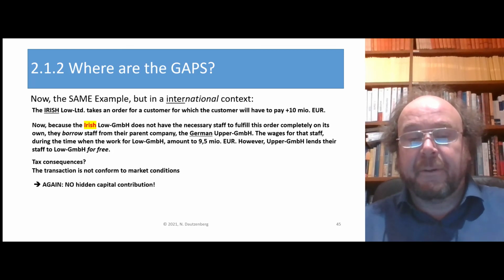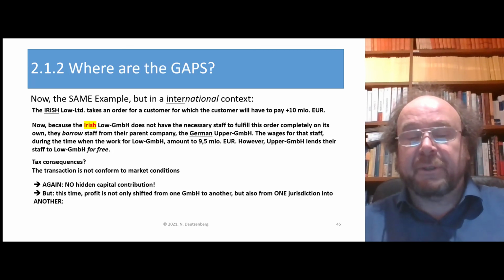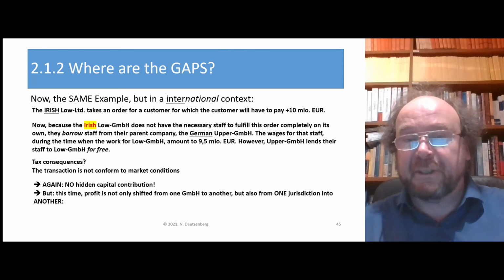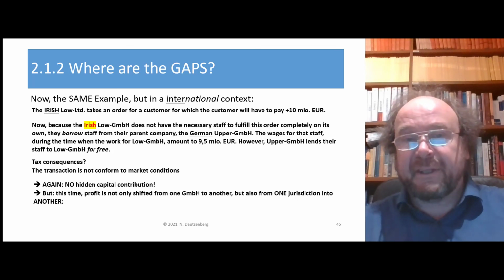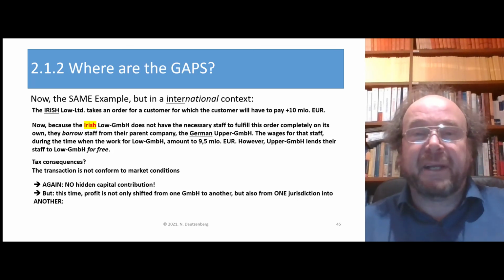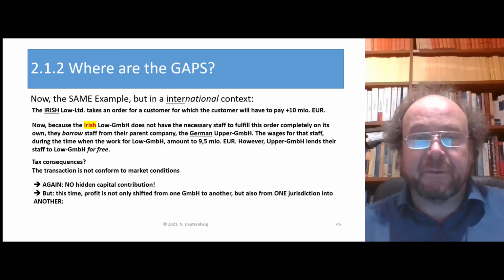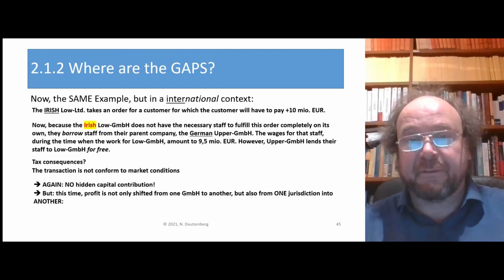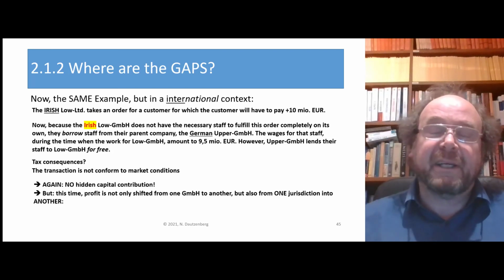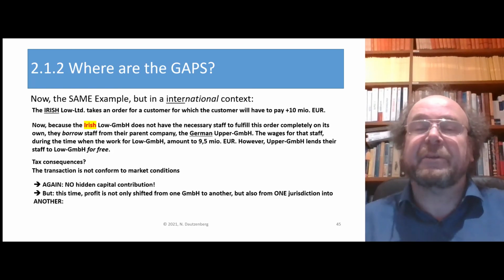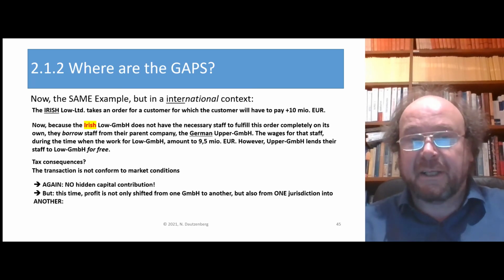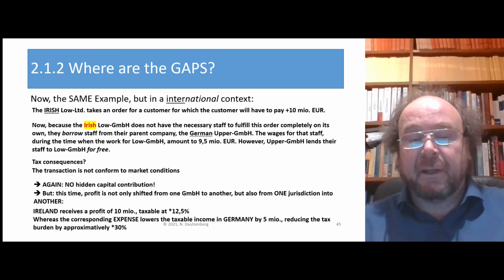So now we have no hidden capital contribution. We can make no adjustment under that rule. But the final effect is now that the 10 million and the expense necessary to create these 10 million have been separated from each other. The 10 million end up in the Irish jurisdiction, the 9.5 million expenses end up in the German jurisdiction. What are the consequences?